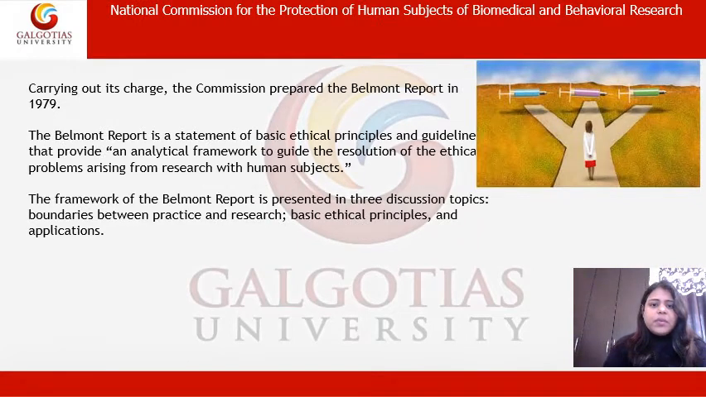National Commission for the Protection of Human Subjects of Biomedical and Behavioral Research. Carrying out its charge, the commission prepared the Belmont Report in 1979. The Belmont Report is a statement of basic ethical principles and guidelines that provide an analytical framework to guide the resolution of ethical problems arising from research with human subjects. The framework is presented in three discussion topics: boundaries between practice and research, basic ethical principles, and applications.